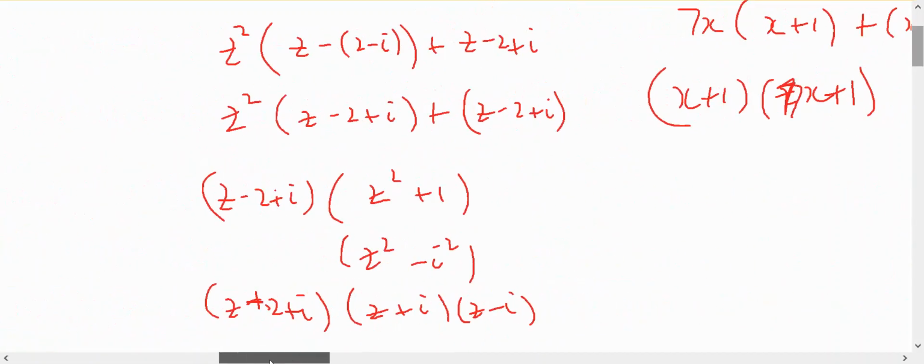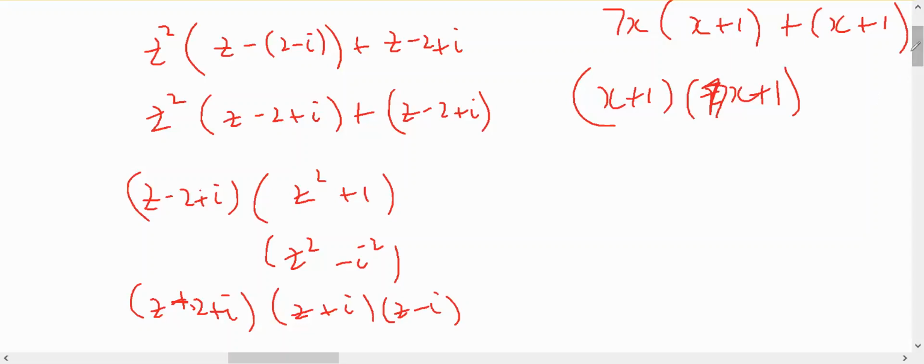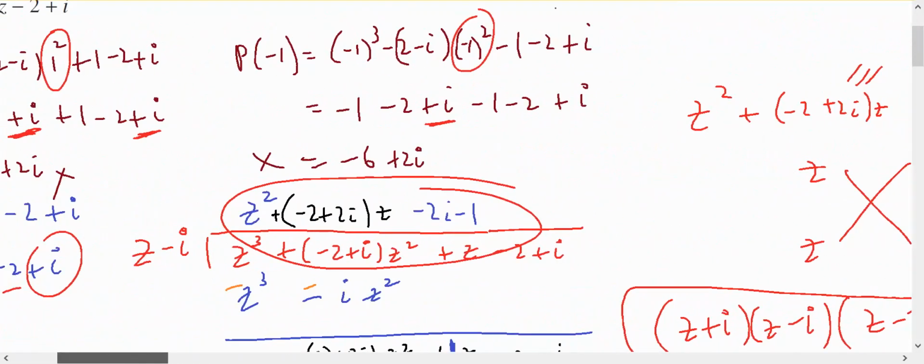Now, what is my answer? My answer is if you can try and factorise it without dividing, it's possibly easier, but it's still doable.